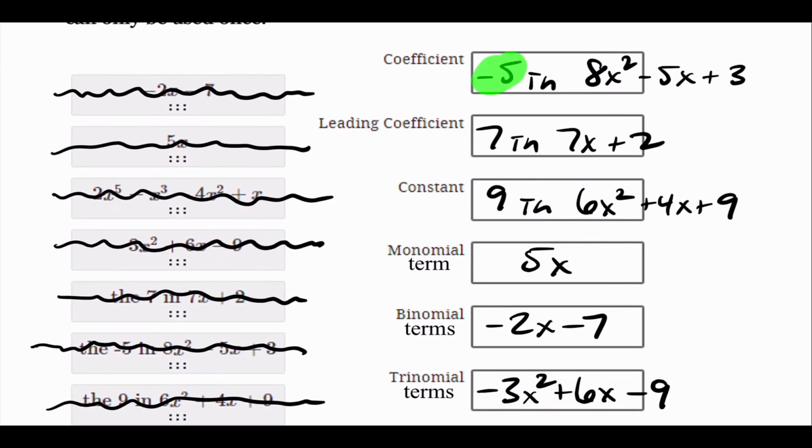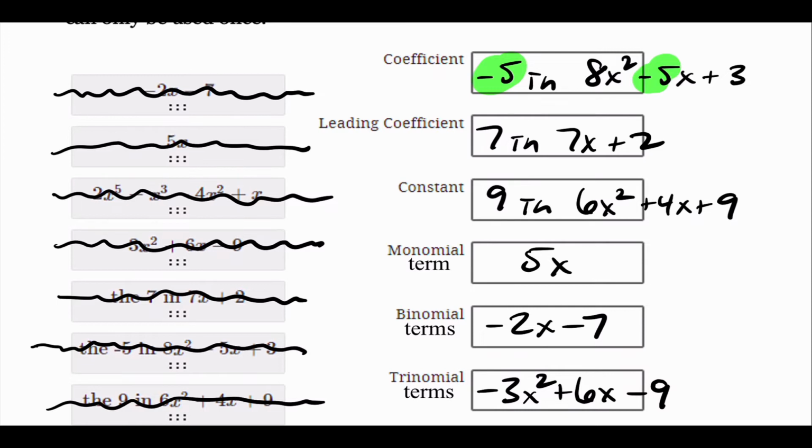So the 5, right? The negative 5 is definitely a coefficient because it's in front of a letter, right? But does negative 5 have the most power? No, 8 does. So 8 is the leading coefficient, yeah.